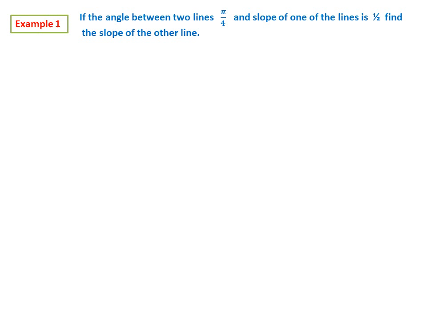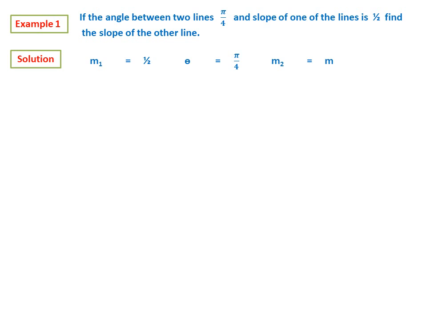And example, if the angle between two lines is pi by 4 and slope of one of the lines is 1 by 2, find the slope of the other line. One line slope is given, angle between them is given. You have to find the slope of the other line, second line. So how to do it? Let us see. Here what is given is m1 is 1 by 2, slope of the first line. Second one is theta is pi by 4. Angle between them, acute angle, is given. And what we have to do is m2 we have to calculate.